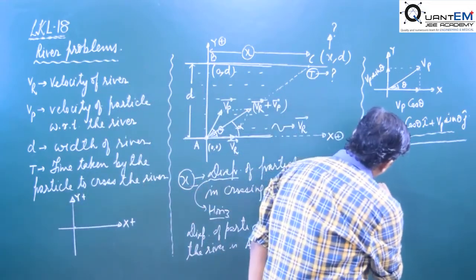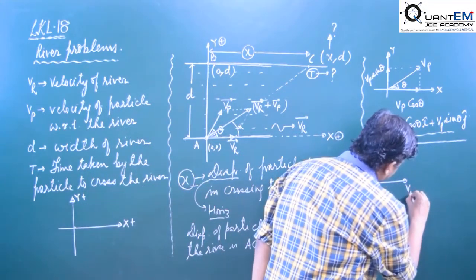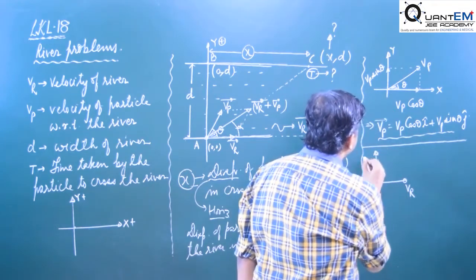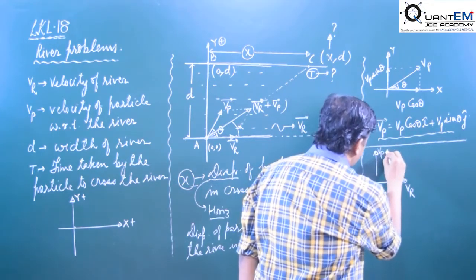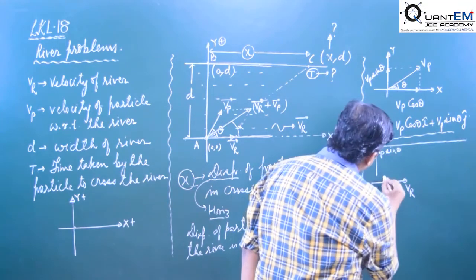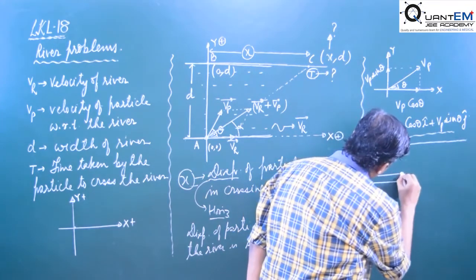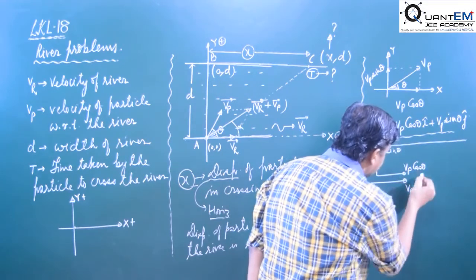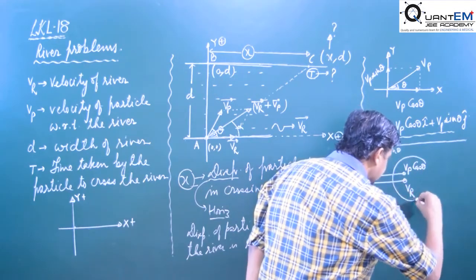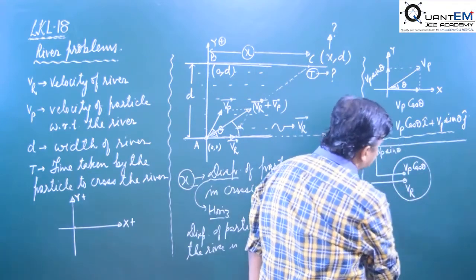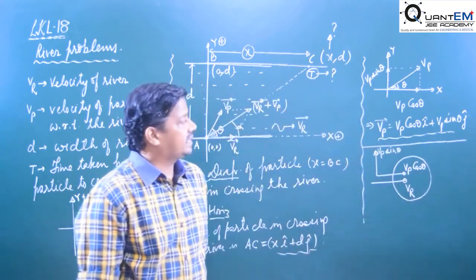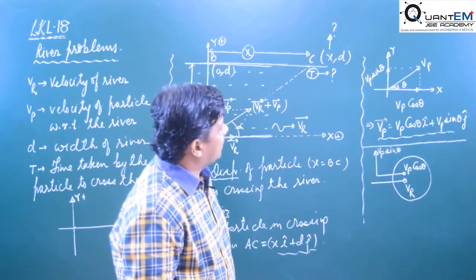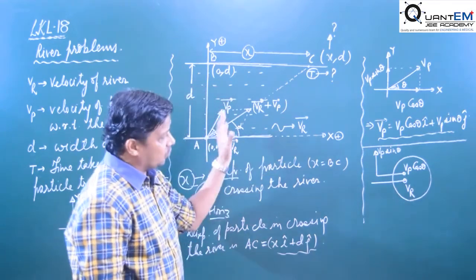Now what we have, this one is the velocity of river, and for the particle, this one is the vertical component, Vp sin theta, and the particle velocity along horizontal is what we have, Vp cos theta. Now see, the river is supporting the velocity of the particle. This case is called upstream and downstream. I will discuss it in the next part after doing that.